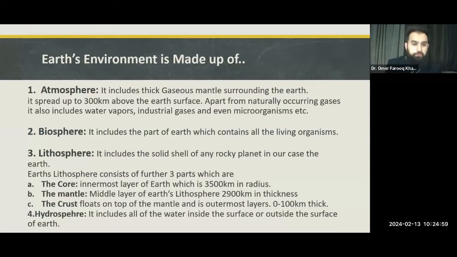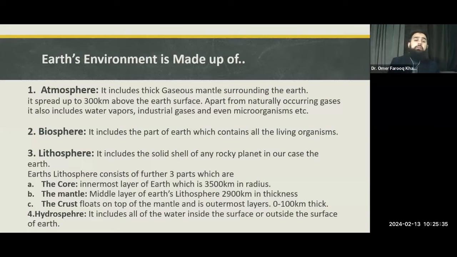Then there is biosphere. Biosphere means the part of the Earth which contains all the living organisms. It is the part of the Earth which can sustain living organisms. So biosphere means from the depth of the ocean to that part of the atmosphere where microorganisms can stay alive. The part of the Earth which contains all the living organisms is the biosphere.